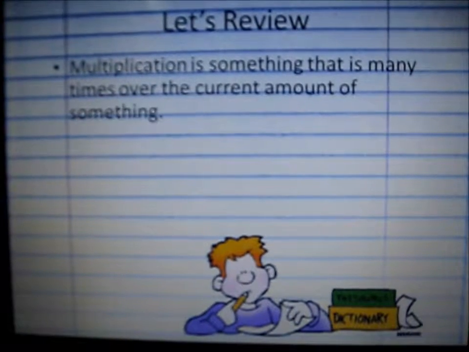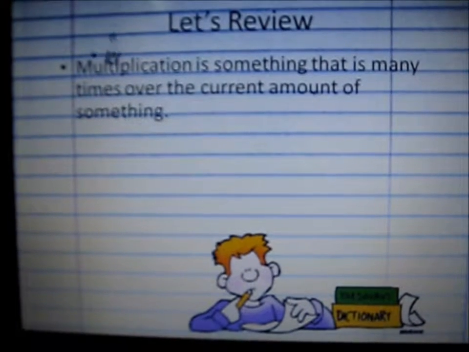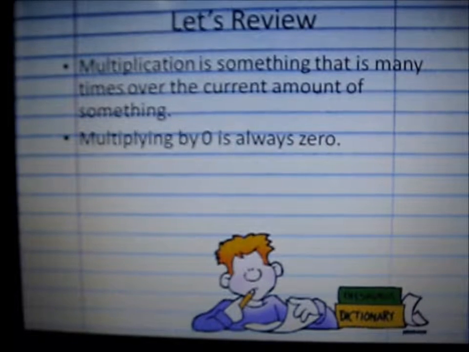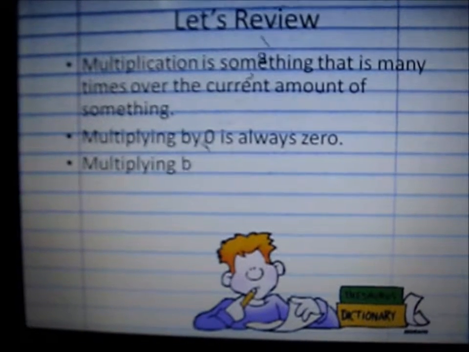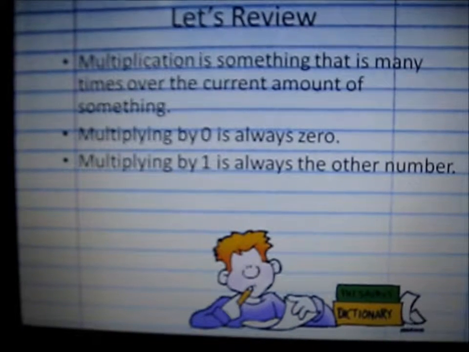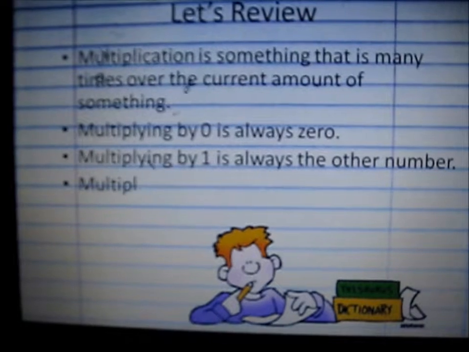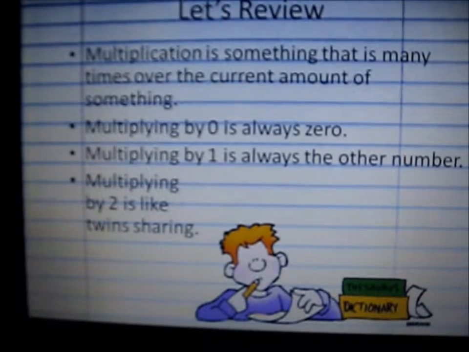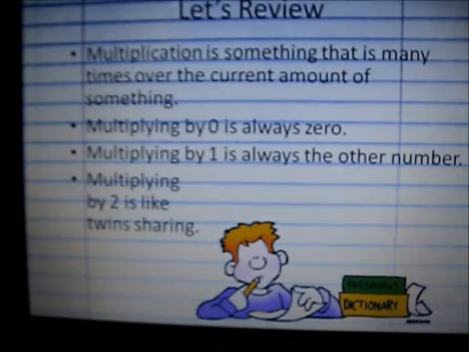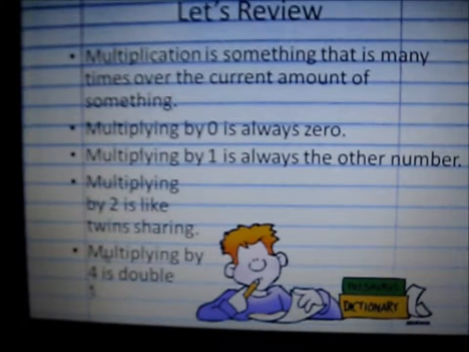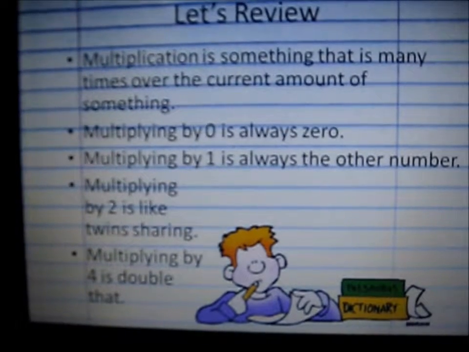Multiplication is something that is many times over the current amount of something. Multiplying by 0 is always 0. Multiplying by 1 is always the other number. Multiplying by 2 is like twins sharing. Multiplying by 4 is double that.